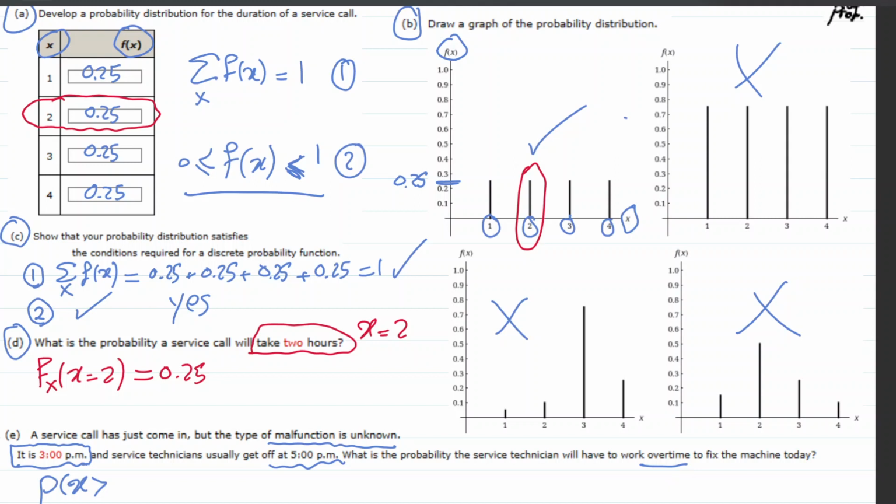Because it says we'll have to work overtime, we need a job that takes more than 2 hours. So we add f of x equal to 3 plus f of x equal to 4, the only two other possibilities, corresponding to a job taking 3 hours and 4 hours. In that case, you just add 0.25 plus 0.25, and the answer is 0.5. So there is a 50% chance, or 0.5 probability, that the technician ends up working overtime. I hope that this is helpful.